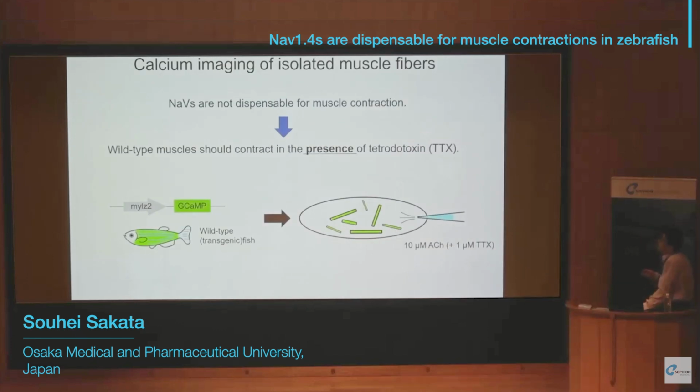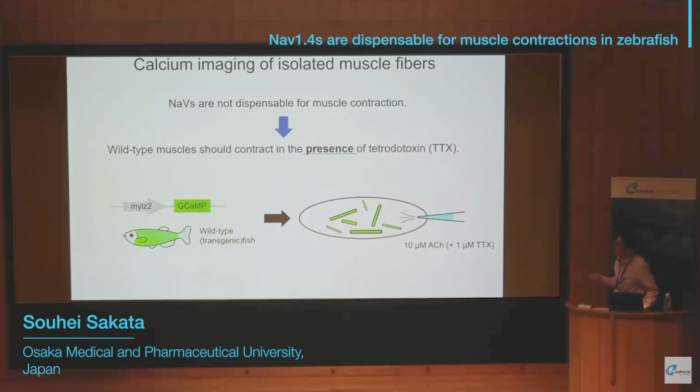If sodium channels are not dispensable for muscle contraction, wild type muscle also should contract even in the presence of tetrodotoxin, TTX. So we tried this idea. By calcium imaging, we generated a transgenic zebrafish line expressing the GCaMP calcium indicator specifically in fast muscle.